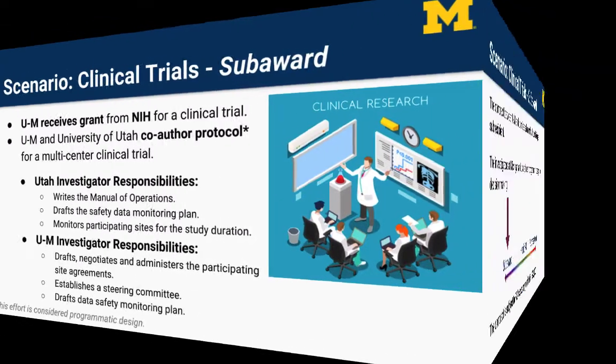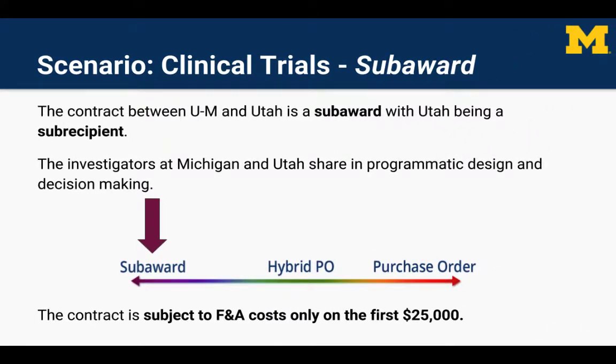The contract between U of M and Utah is a subaward, with Utah being a subrecipient. This is truly a co-principal investigator relationship. The investigators at Michigan and Utah share in the programmatic design and decision making. The sponsor considers both the investigator from the University of Michigan and the investigator from the University of Utah co-principal investigators. The form of agreement is a subaward. The contract is subject to indirect costs only on the first $25,000, and the contract will be processed and administered by the Office of Contract Administration.